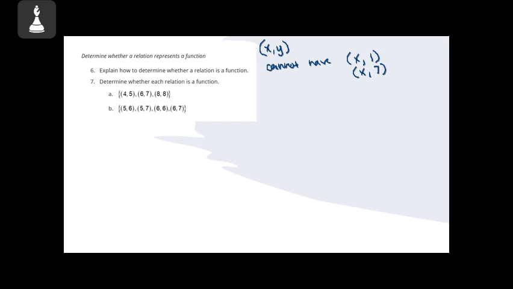So I'm going to look at all my x values. 4 is paired with 5, 6 is paired with 7, 8 is paired with 8. They are all unique x values, each paired with a single y. So yes, we have a function.